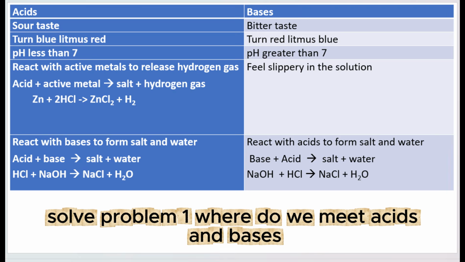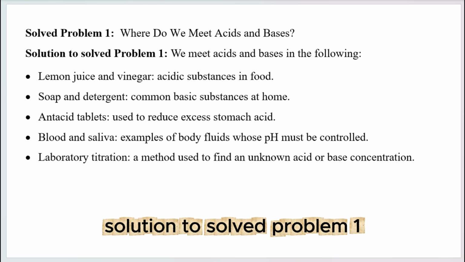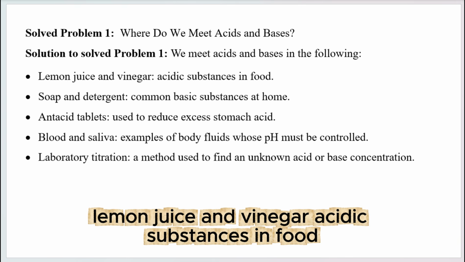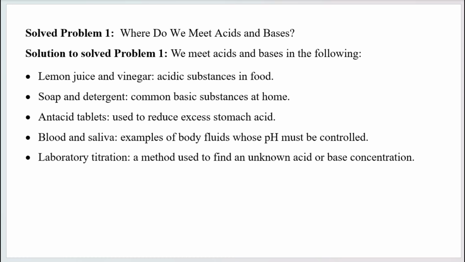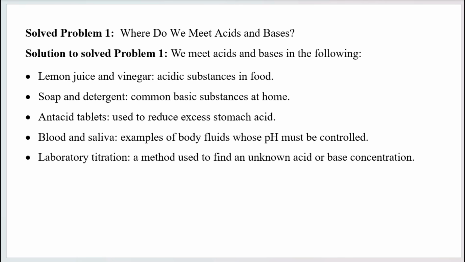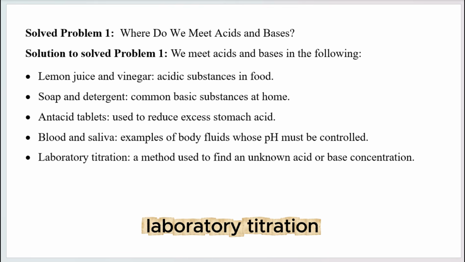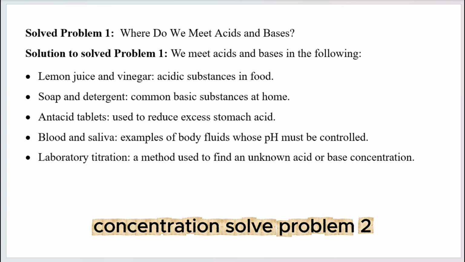Solved problem 1. Where do we meet acids and bases? Solution to solved problem 1. We meet acids and bases in the following: lemon juice and vinegar, acidic substances in food; soap and detergent, common household substances; antacid tablets, used to reduce excess stomach acid; blood and saliva, examples of body fluids whose pH must be controlled; laboratory titration, a method used to find an unknown acid or base concentration.